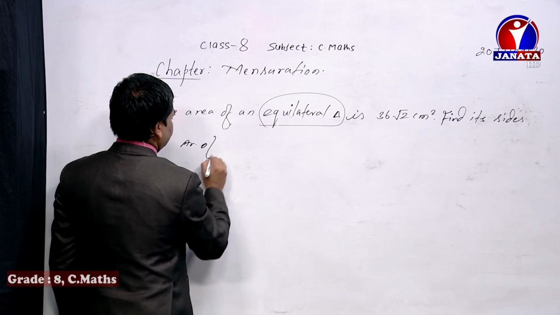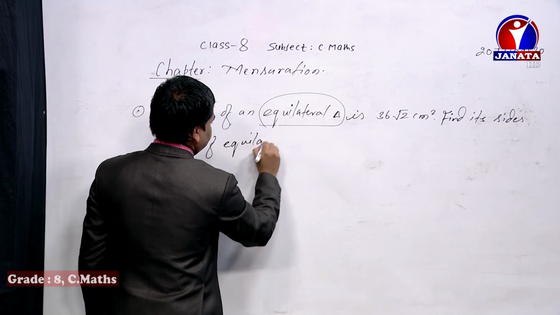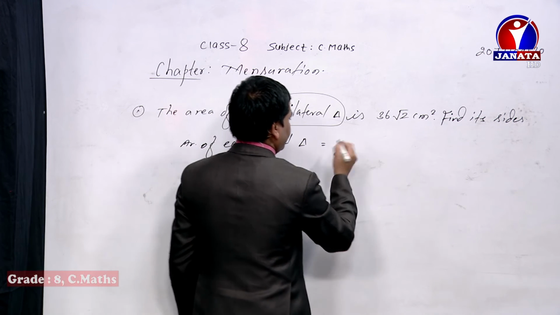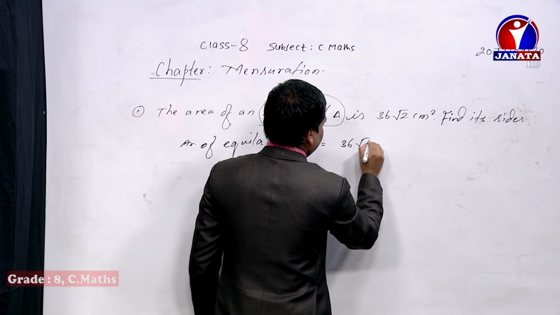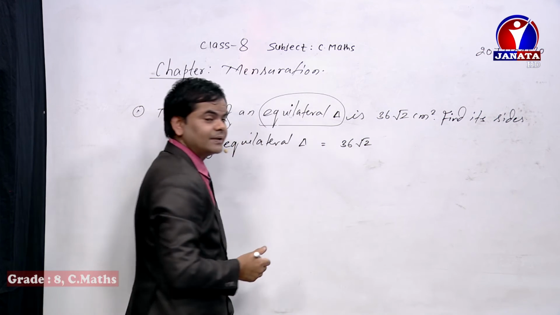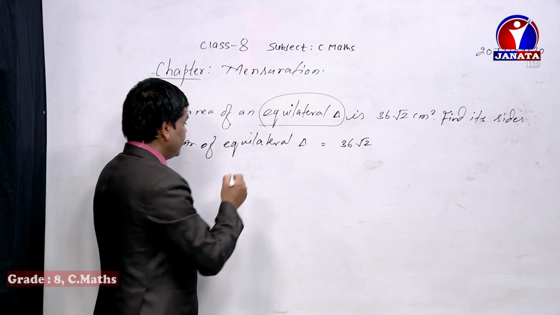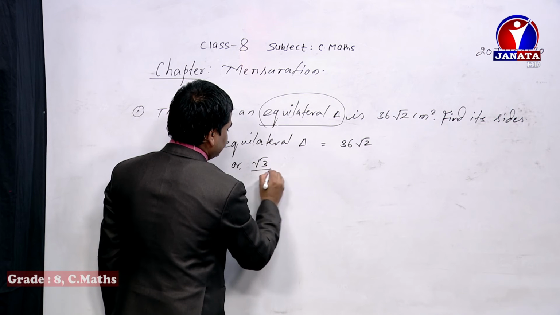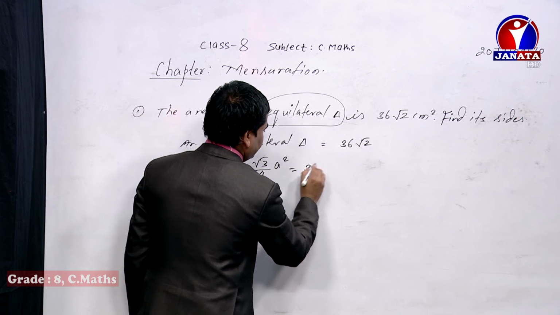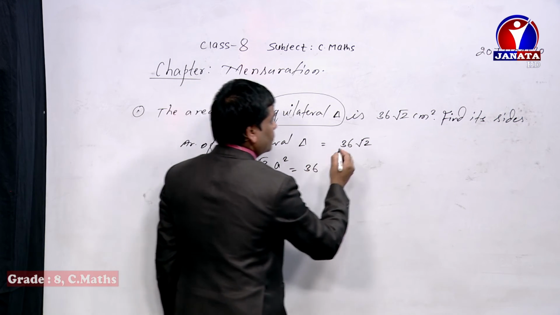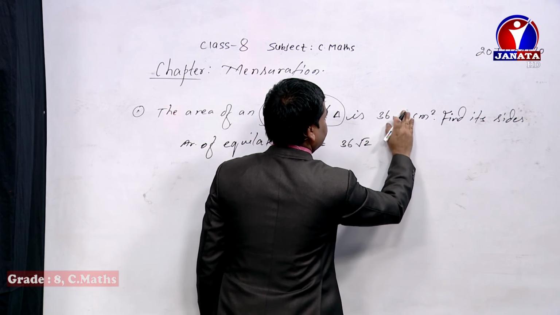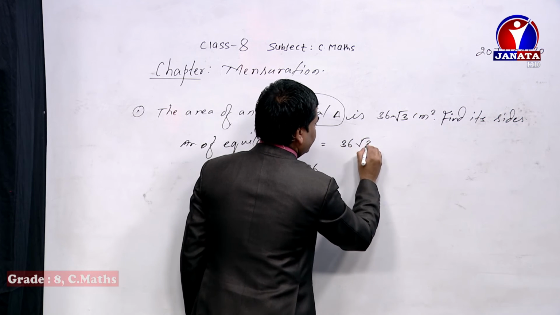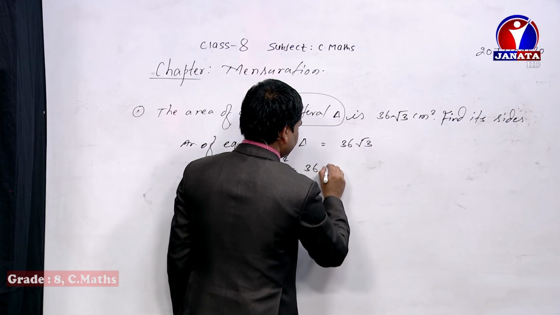Area of equilateral triangle equals to what is given? 36 root under 2 centimeter square. Let's not write the unit, at last we can mention the unit. Now in the place of left hand side, let's write the formula. Root under 3 by 4 A square equals to 36 root under, I am going to change this one, not root under 2, root under 3, so that it will be easier to cut out, 36 root under 3.